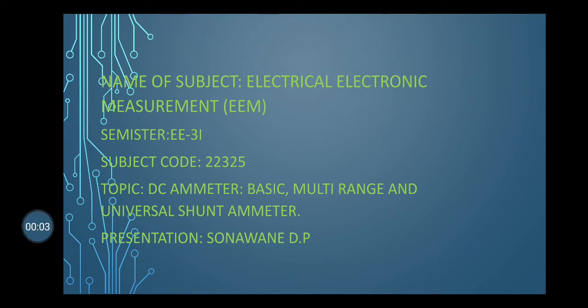Subject name: Electrical Electronic Measurement, that is EEM. This is a second year subject. Subject code is 22325, and the topic of today's lecture is DC ammeter. And myself DP Sonone from the electrical department.